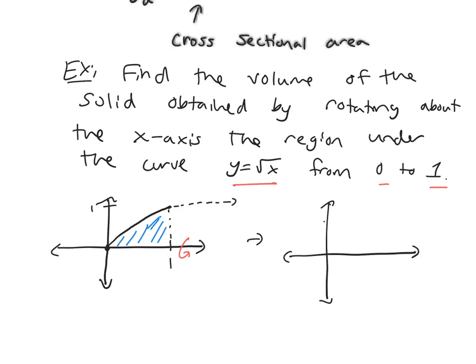So we're going to get 0 to 1. You're going to get this kind of, it cuts off here, and this like bowl-shaped object.